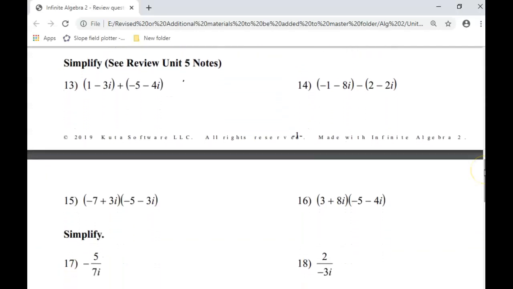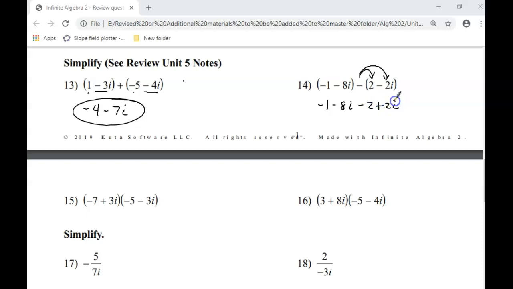Talk about simplifying imaginary complex numbers. So this is pretty easy. When you have plus, you just combine your like terms. 1 and negative 5 makes negative 4. Negative 3 and negative 4 makes negative 7. And there's your answer. This one's going to be kind of the same. I'm not going to finish it for you, but I will tell you the first step. The first step is to distribute the negative, which changes the signs in the second expression. So that's the difference between adding and subtracting.